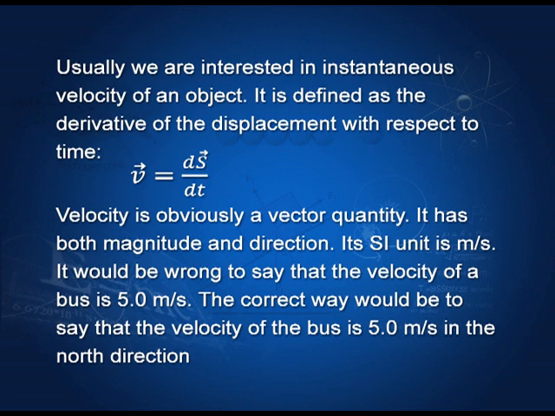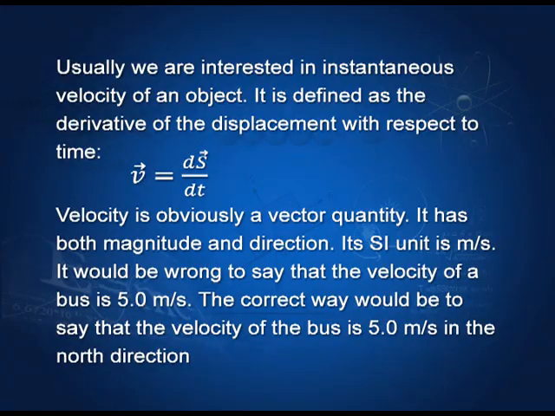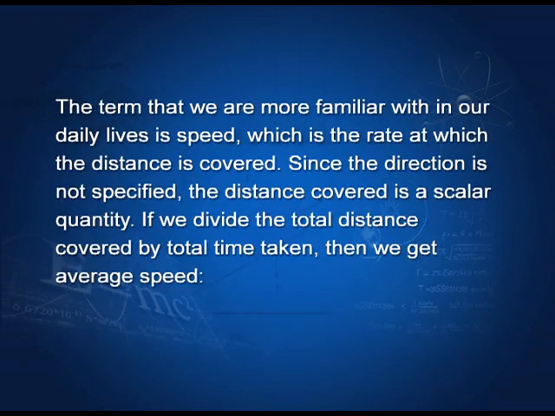The correct way would be to say that the velocity of the bus is 5.0 meters per second in the north direction. Remember, a vector needs both magnitude and direction for its description. In ordinary life, actually, we do not use velocity very much. In ordinary life, we are used to the term speed.